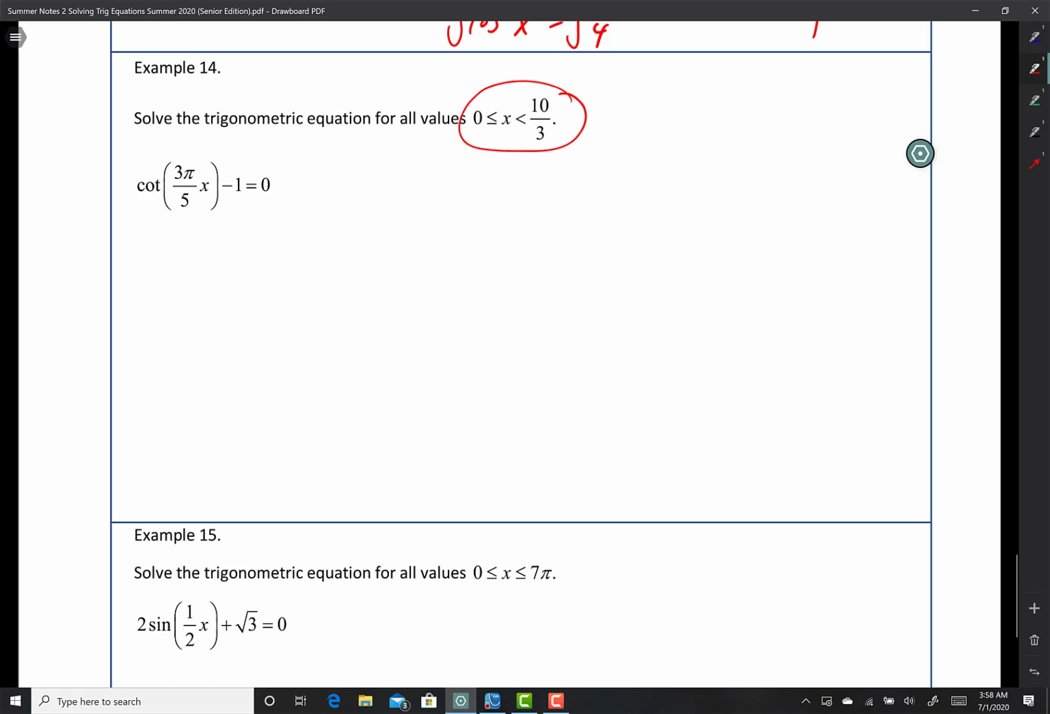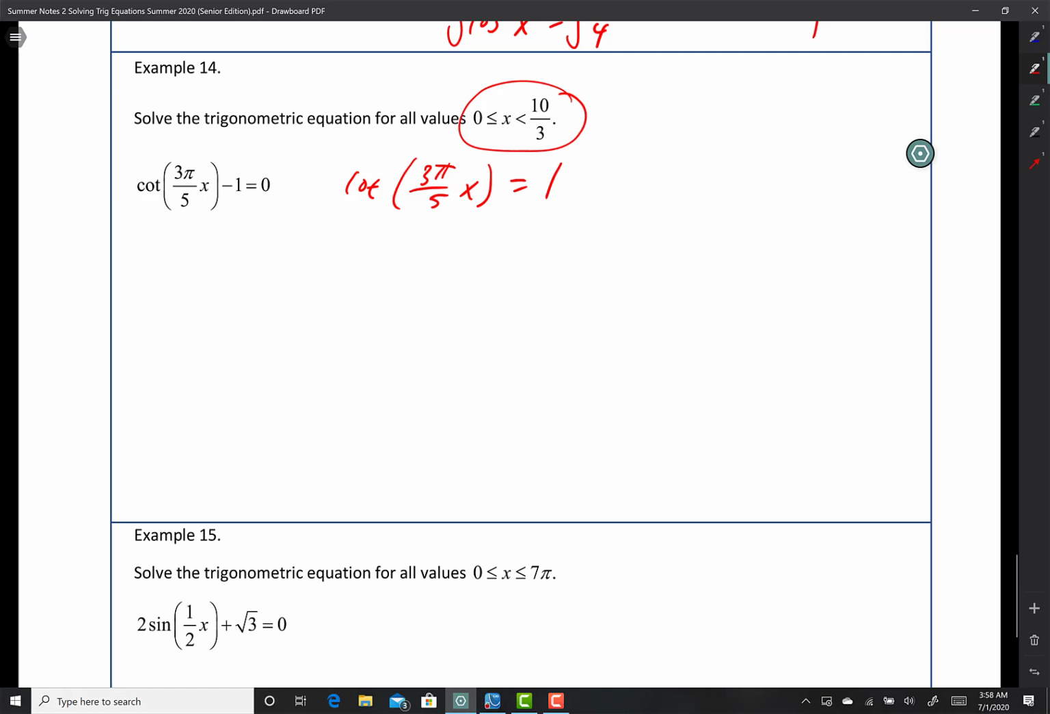So I'm going to go ahead and start solving. First thing I'm going to do is move the 1 over. So I'm going to write cotangent of 3 pi over 5 x equals 1. And then here's where Delta Math decides to do the inverses of both of them and turns it into tangent. You should feel confident in your abilities, guys. So I'm just going to keep going with this right here.